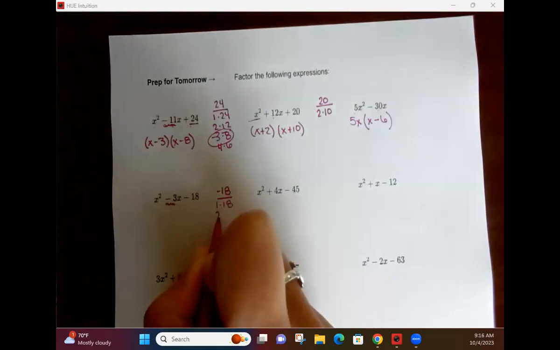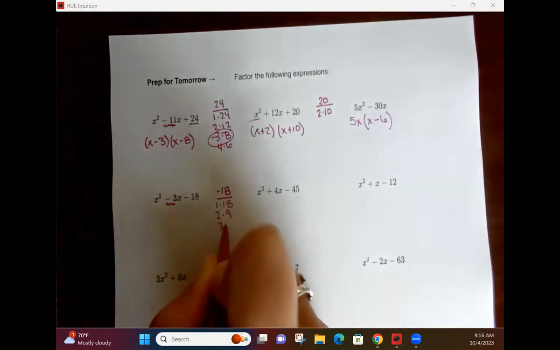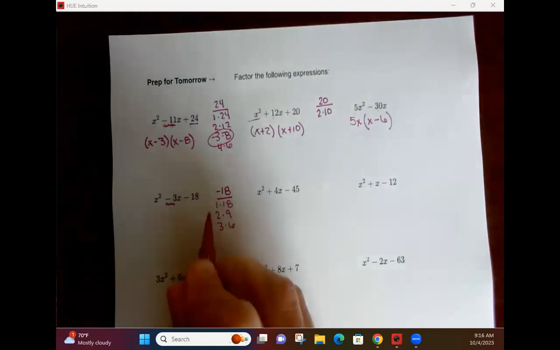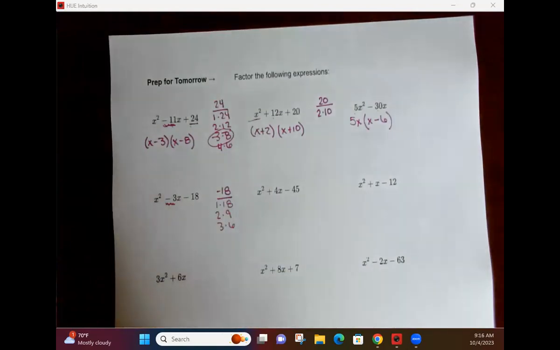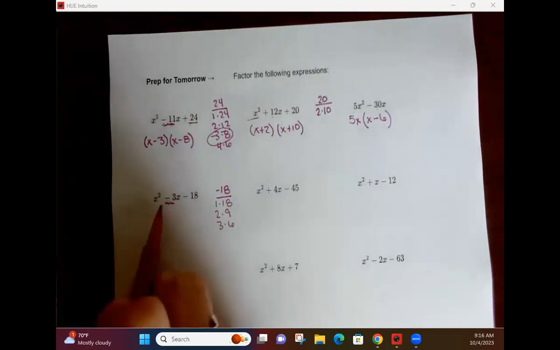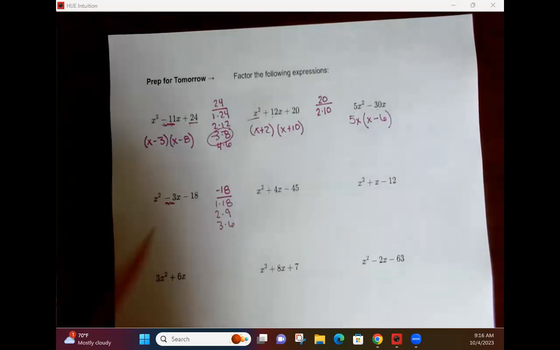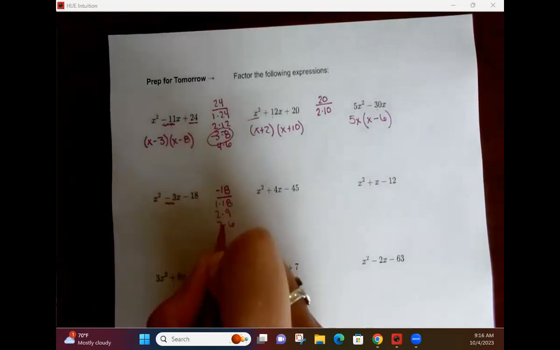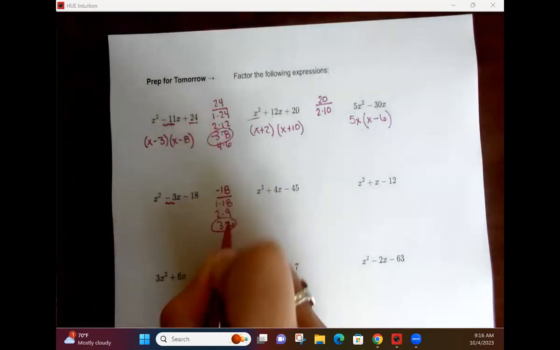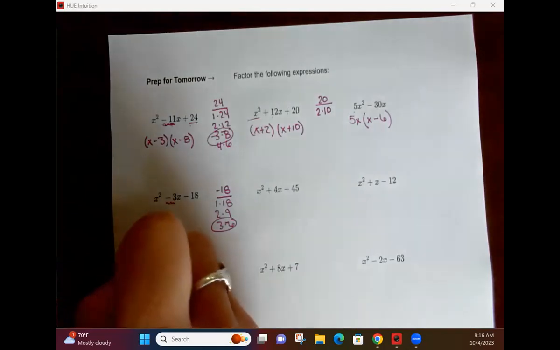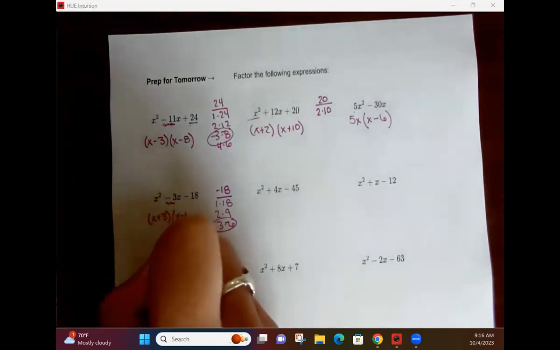1 times 18, 2 times 9, 3 times 6. 4 doesn't go into 18, neither does 5. 6 does, but it's already in the list, so I've got everything. If I want to multiply to negative 18, one of these will have to be negative. In order to get negative 3, I would need positive 3 and negative 6. So my factored form would be x plus 3 times x minus 6.